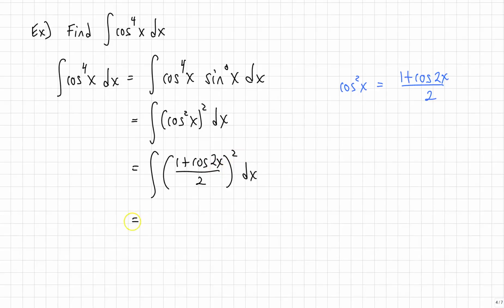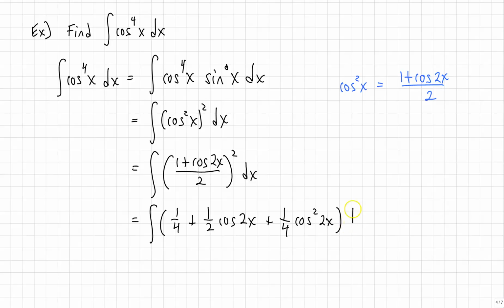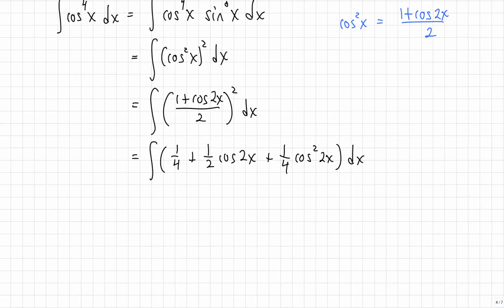Well, let's go ahead and square that. So if you square that binomial, you end up with 1/4 plus 1/2 cosine 2 times the angle plus 1/4 cosine squared of 2 times the angle dx. Well, we have a cosine squared again, so we're going to use that formula one more time. And let's see what we get. So using that formula one more time, we'd have 1/4 plus 1/2 cosine 2x plus 1/4.